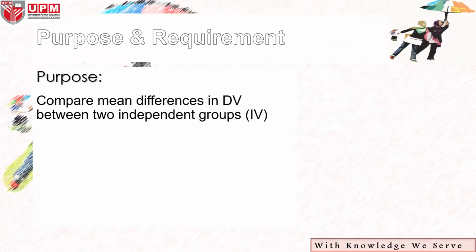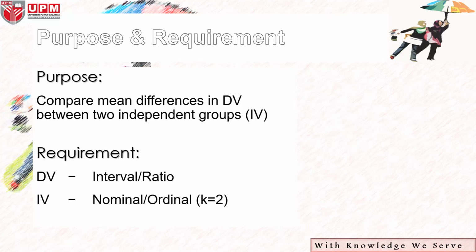Okay, so the purpose of using independent sample t-test is to compare mean difference in DV between two independent groups. Kalau dalam paired sample tu, the groups or the sample that we use both in pre and post are similar individuals, similar group. But in independent sample t-test, the groups are different. The sample is still similar, falls within the similar sample, but the groups are independent.